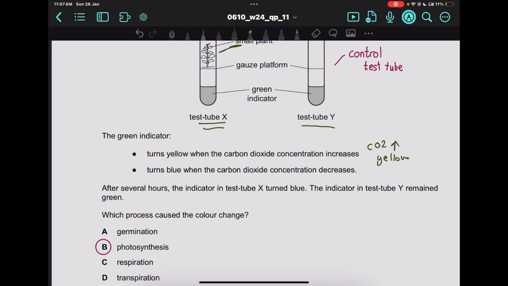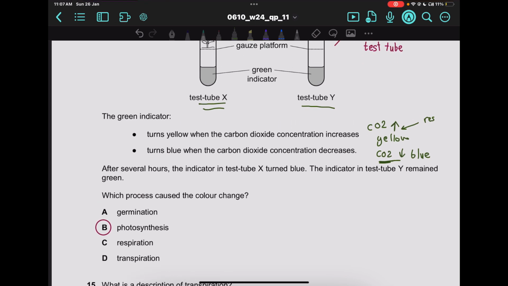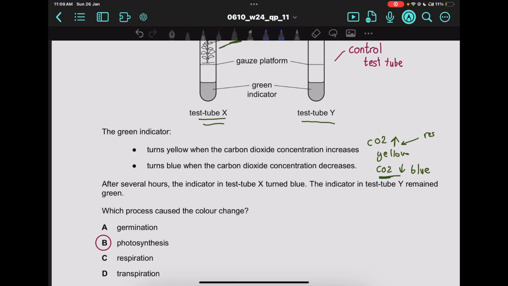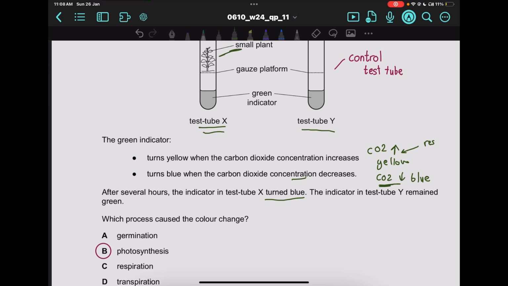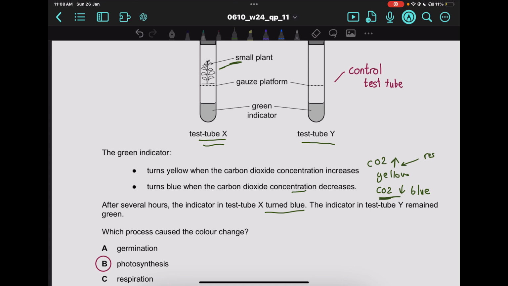And when the carbon dioxide concentration decreases, the indicator will be blue. So this indicates that this is photosynthesis and this one is for respiration. After several hours, the indicator in test tube X turned blue, and the indicator in test tube Y remained green. Test tube Y is of course going to remain green because it has nothing inside, only the green indicator. Test tube X turned blue, which means that the carbon dioxide concentration decreased, which means that there was photosynthesis, because when the plant takes in carbon dioxide, it is doing photosynthesis.